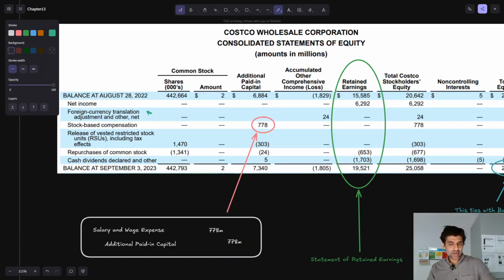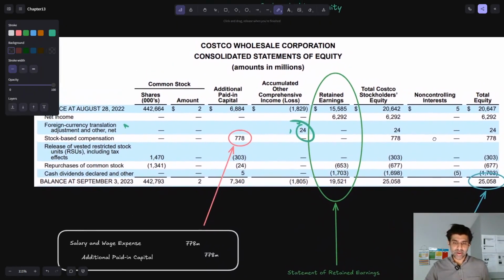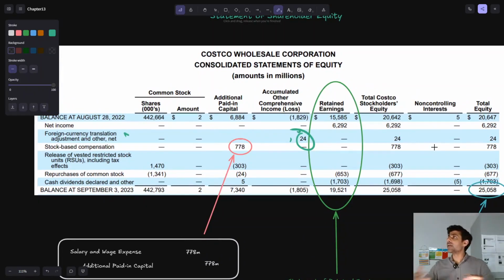So you can see here that there is some foreign currency adjustment. So it must be that these other currencies appreciated against the dollar. So that's why this is a positive adjustment. So you can see all these different elements are factored into the equity. Okay. And in the end, you'll see this total. This is what's going to be on the balance sheet.